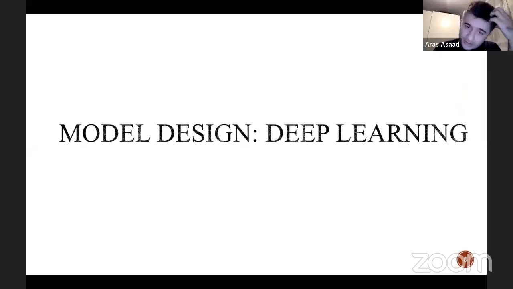Okay, so model design. After you have defined the problem, the success rate, the details about your data, how you split your data into training and testing, and you have an idea of what sort of information you need to extract from your data, because you know that these are discriminating features from your data, then and only then comes the model design, okay?